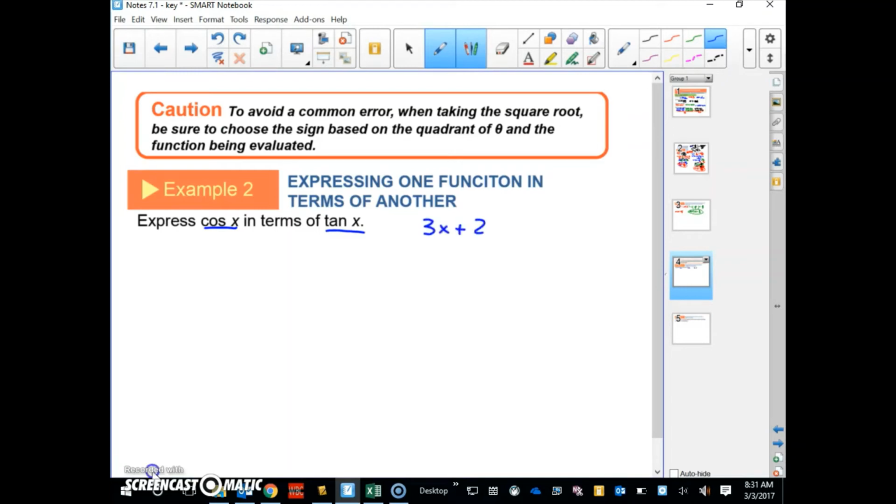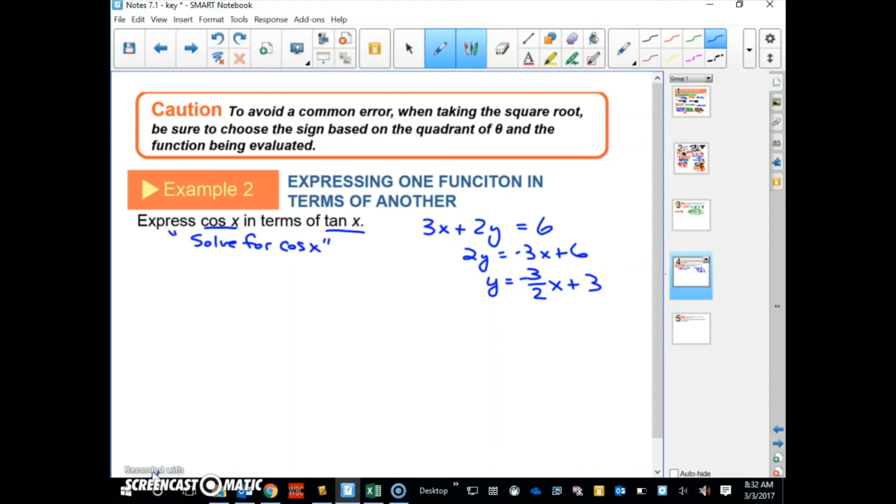If I said 3x plus 2y equals 6, and if I said express y in terms of x, okay, that means solve for y. So you subtract the 3x over, and you divide by 2. I just expressed y in terms of x. Basically they're saying solve for y. Here they're saying solve for cosine x.